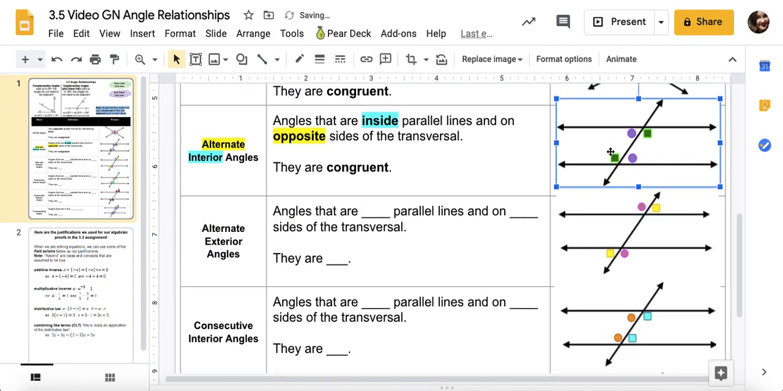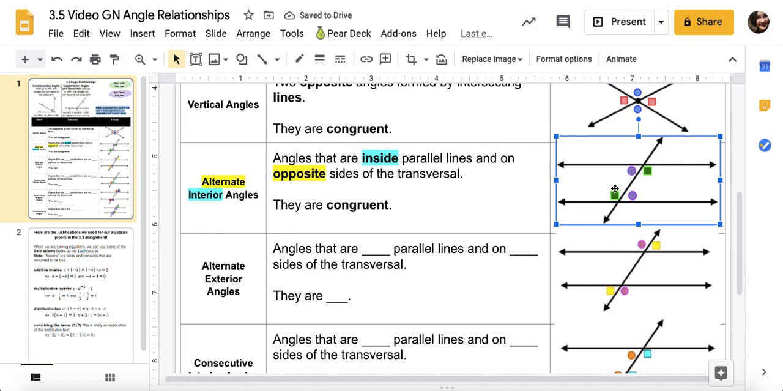And over here in the picture, we can see that all four of these purple and green angles are inside the parallel lines, and the ones that are congruent are on opposite sides. This green angle is on the left. This green angle is on the right. Purple angle is over here on the left. The one that it's congruent to is on the right. Those are our alternate interior angles.